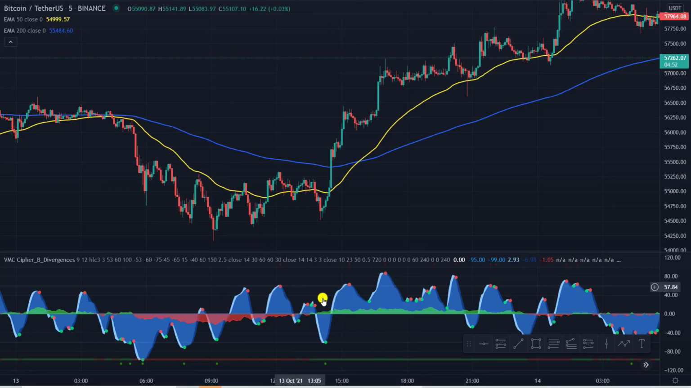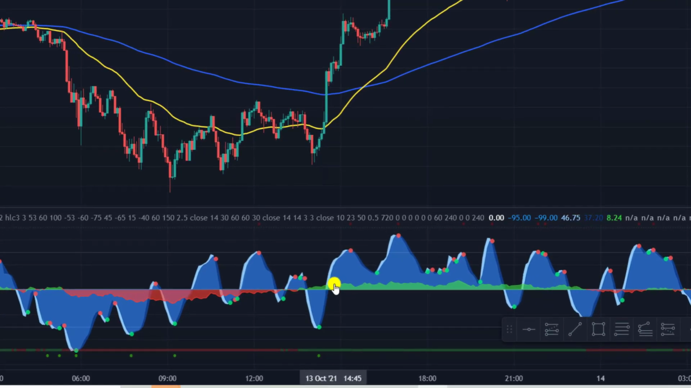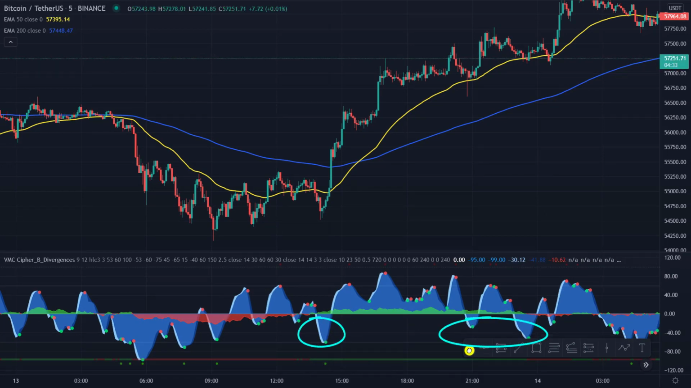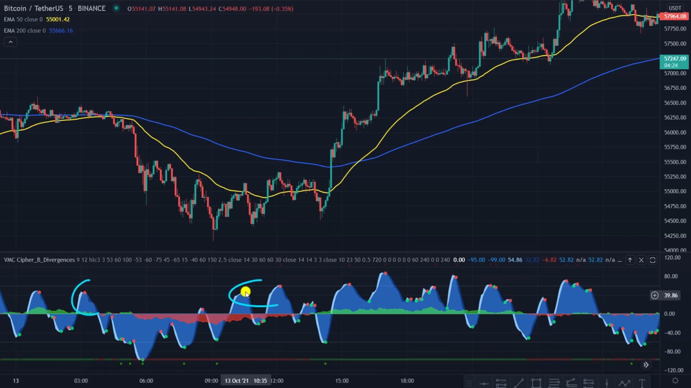Rule number 3 is that you can only take a long position if money flow is in the green, and you can only take a short position if money flow is in the red. Rule number 4 is that you can only take a long position when the blue waves are below the zero line, and you can only take a short position when the blue waves have come up above the zero line.